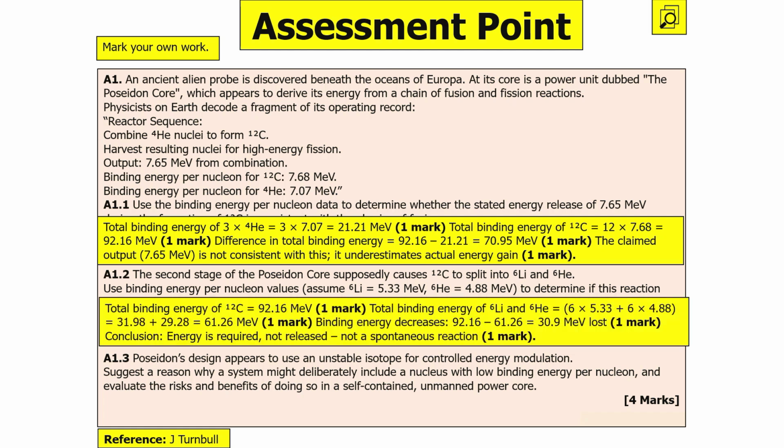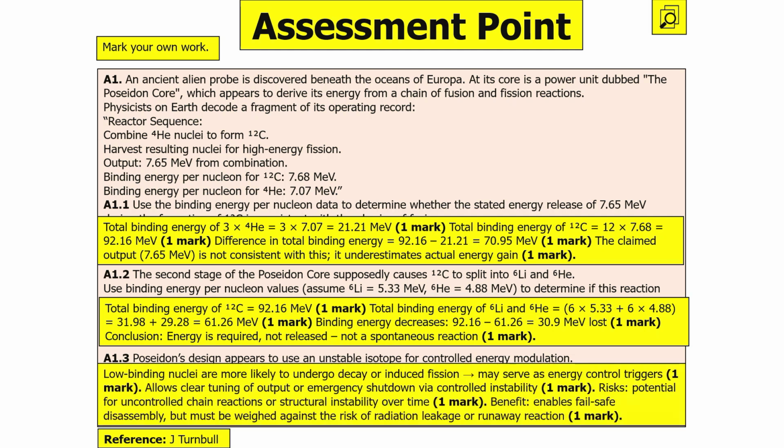Secondly, the total binding energy, as we just said, is going to be 92.16 for the carbon. The total binding energy of the lithium and the helium, when we work it through, is 61.26 MeV. So therefore this tells us the binding energy has decreased by 30.9 MeV. So if we've lost it and it's decreased, energy is required, not released. So it's not a spontaneous reaction, we would have to trigger it.